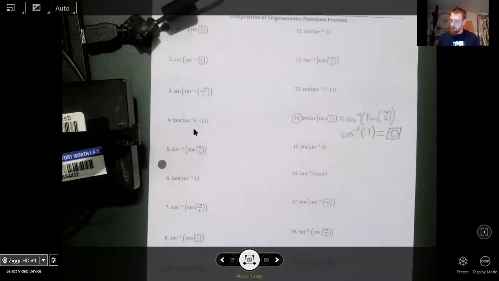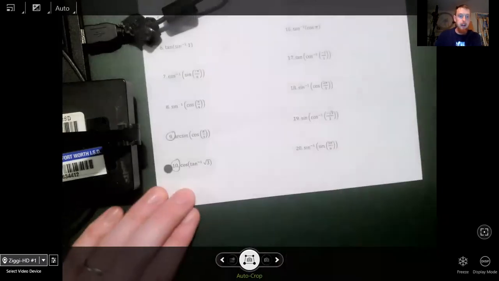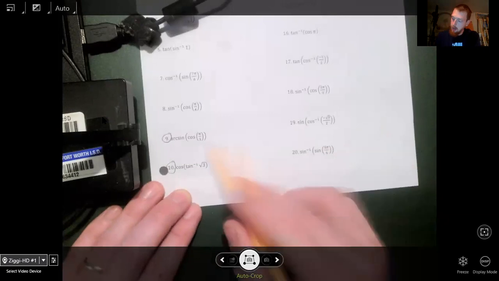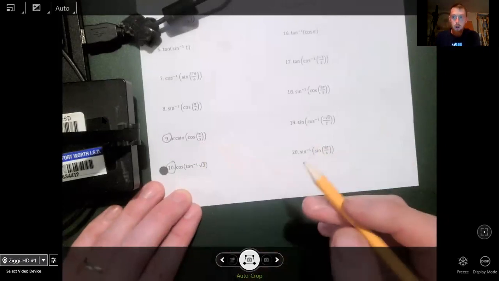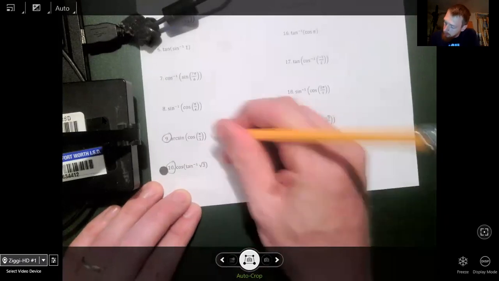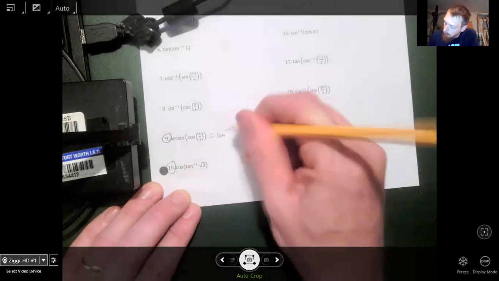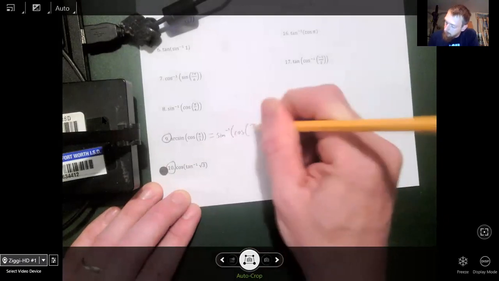So we've got some inverse cosine there. Let's do some inverse sine on number 9. This says find the arcsine of the cosine of pi over 3. Well, that means we're going to do the inverse sine of the cosine of pi over 3.